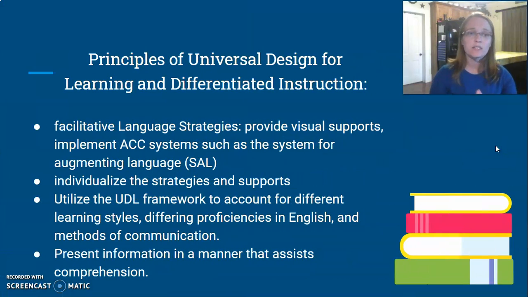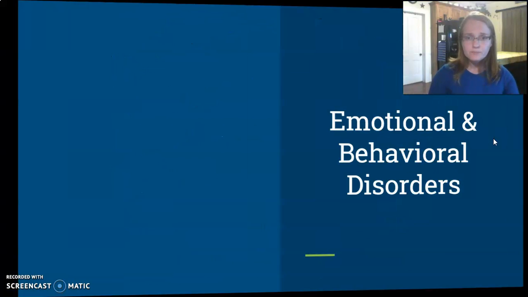Ways to assist students in this area is to present information in a manner that assists comprehension. You don't always have to have a written method for assessment. So utilize a variety of assessments to see what the student really understands and knows. Graphic organizers, storyboards, even communication devices can aid you in facilitating students in this area.